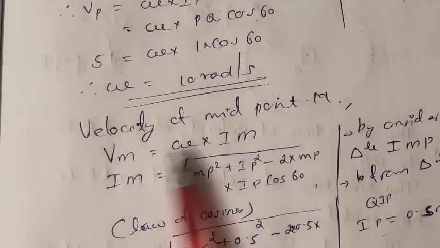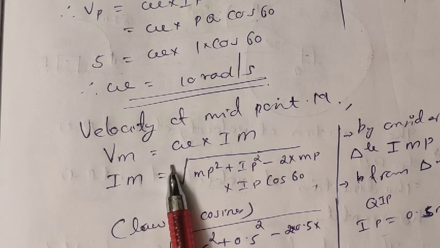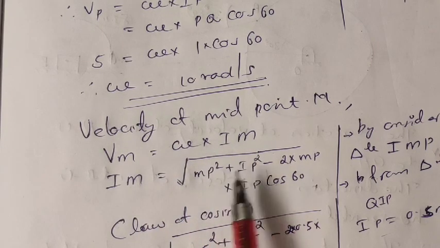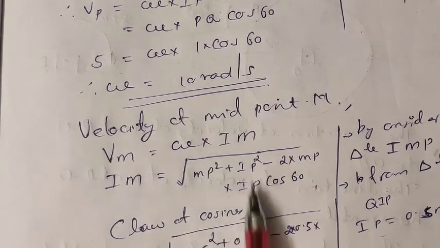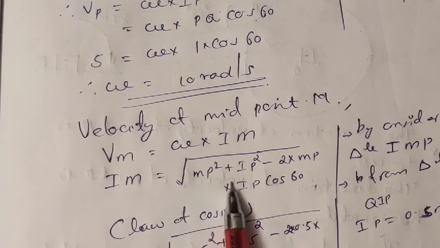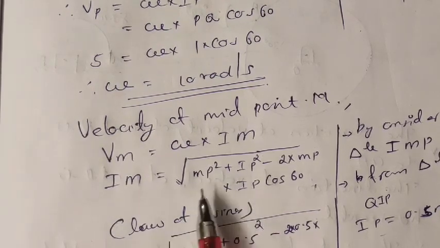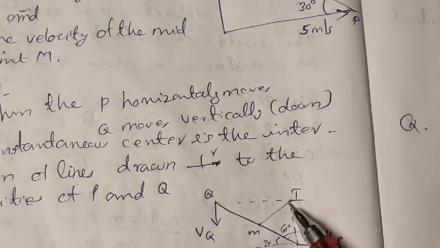Then the next question is the velocity of the midpoint M. VM means omega into IM, where IM is a distance, so we want to get the IM value. By the cosine rule, if we know two sides of a triangle and the included angle, which is this one, we can get the value of IM.